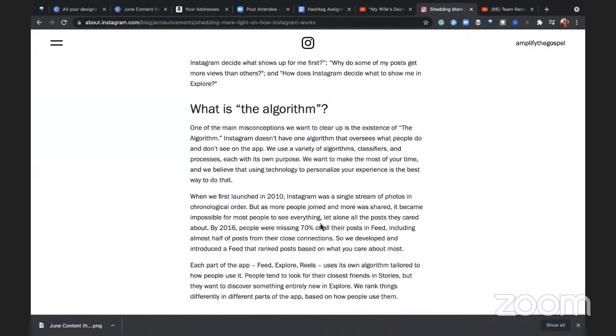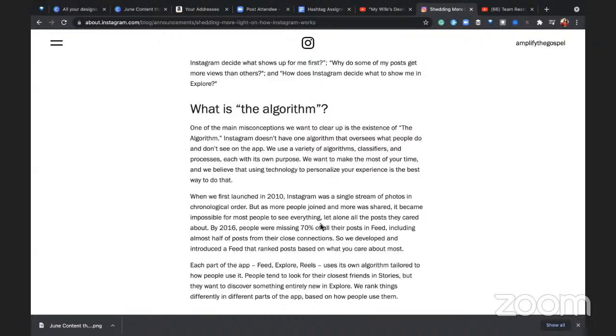What is the algorithm? One of the main misconceptions we want to clear up is the existence of the algorithm. Instagram doesn't have one algorithm that oversees what people do and don't see on the app. We use a variety of algorithms, classifiers, and processes, each one with its own purpose. We want to make the most of your time. We believe that technology to personalize your experience is the best way to do that.